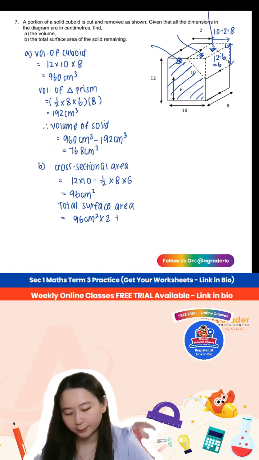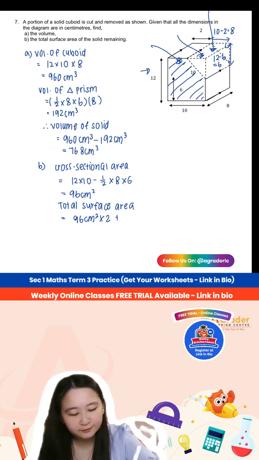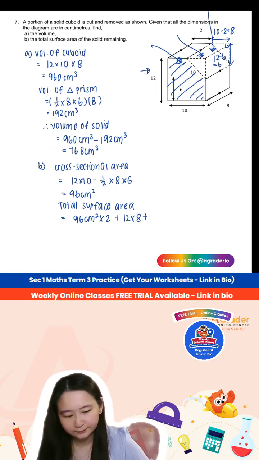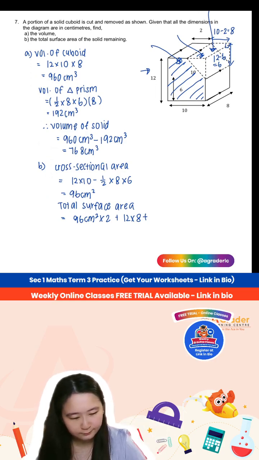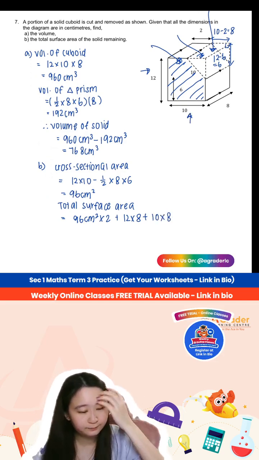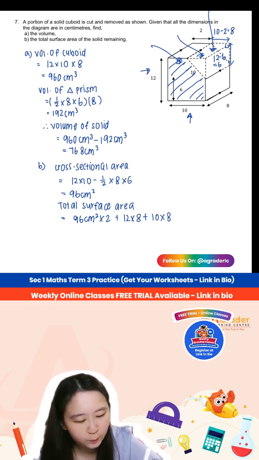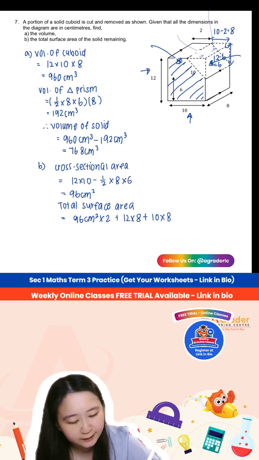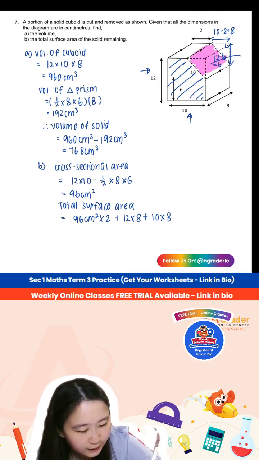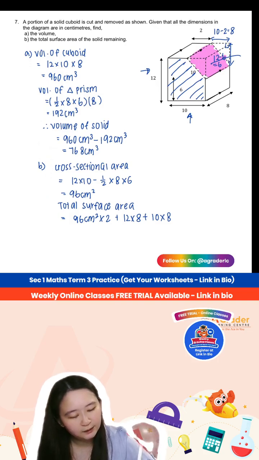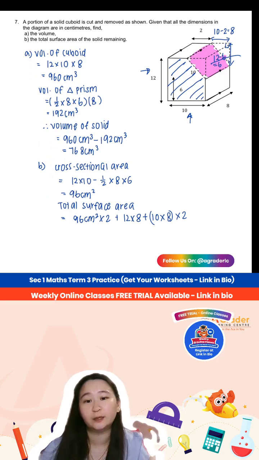So we can do one by one. We can start from this side here first, 12 times 8, then plus 10 times 8 on the bottom. So for 10 times 8, we can multiply by 2, because this side here, this rectangle is also 10 times 8. So this pink color portion rectangle is also 10 times 8. So this we can multiply by 2. There's two faces with 10 times 8.